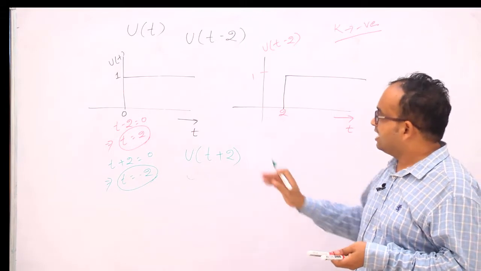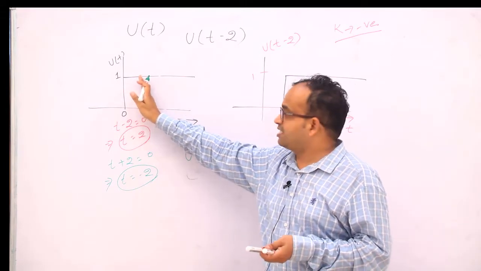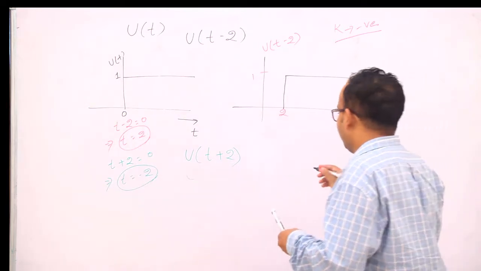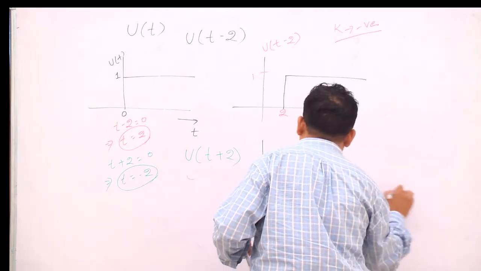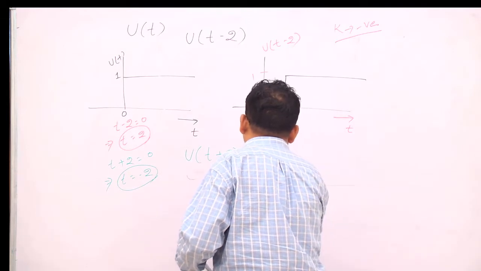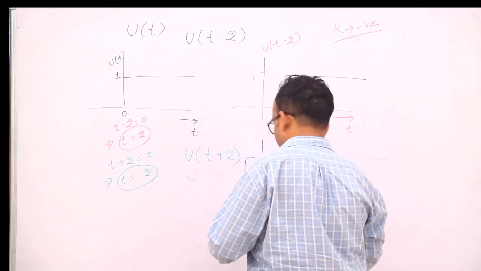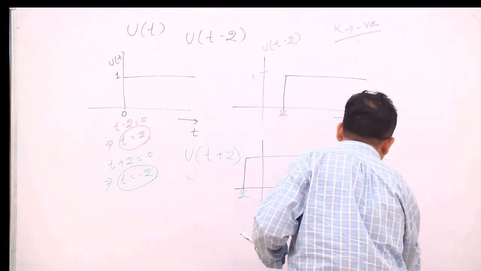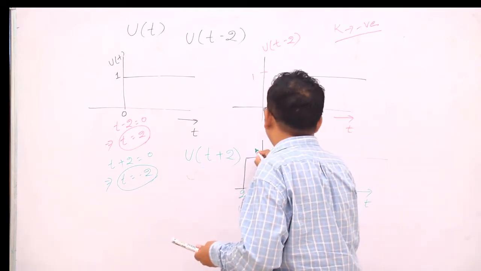Means this same signal will shift toward the left. So I can draw the signal. The signal will start from minus 2, right? So this is your minus 2. This is the time axis, and this is 1.